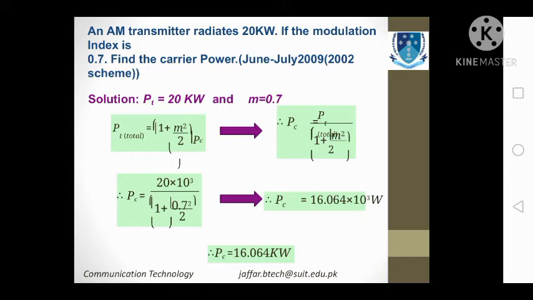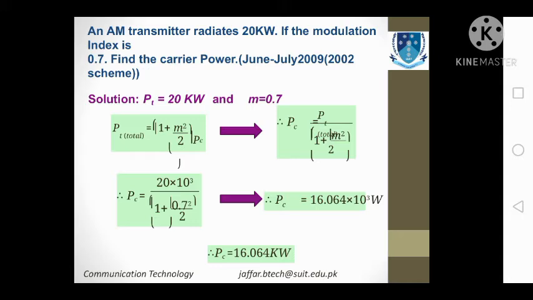You know that it is a huge power consumption, and you can say power loss in an AM transmitter because of this carrier, because this carrier is transmitting itself alone, which is not a very good thing. So we want to calculate this carrier power from this 20 kilowatt of power when the modulation index is 0.7.